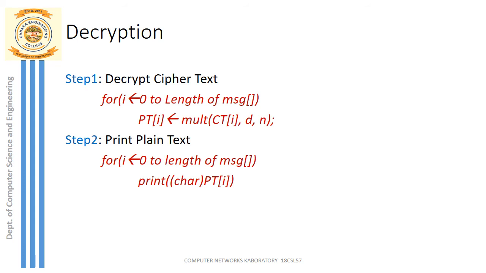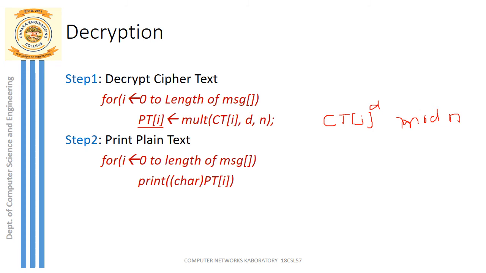Again, we call the mult function. Here the mult function will be called in order to convert the ciphertext we have stored inside CT. So CT of I to the power D mod n, and that will be stored inside PT of I. Once we end up with the loop, the plain ASCII values of all the characters we have given in the message will be stored inside PT of I.